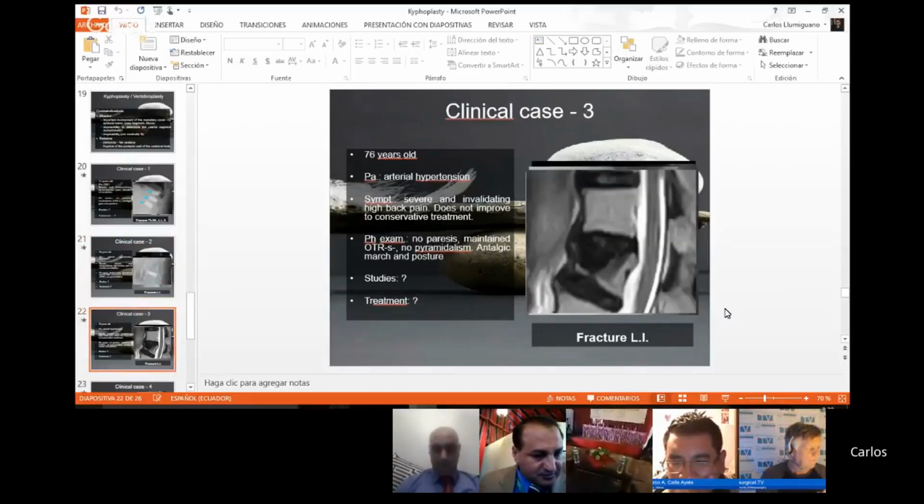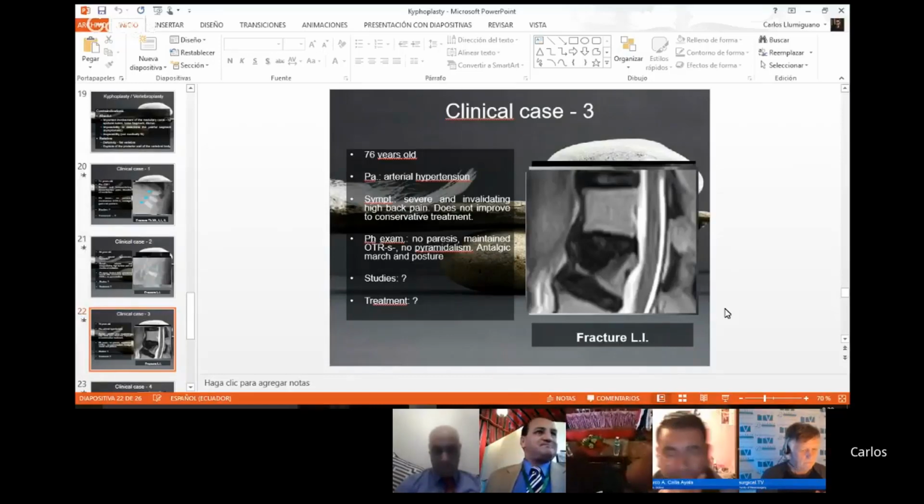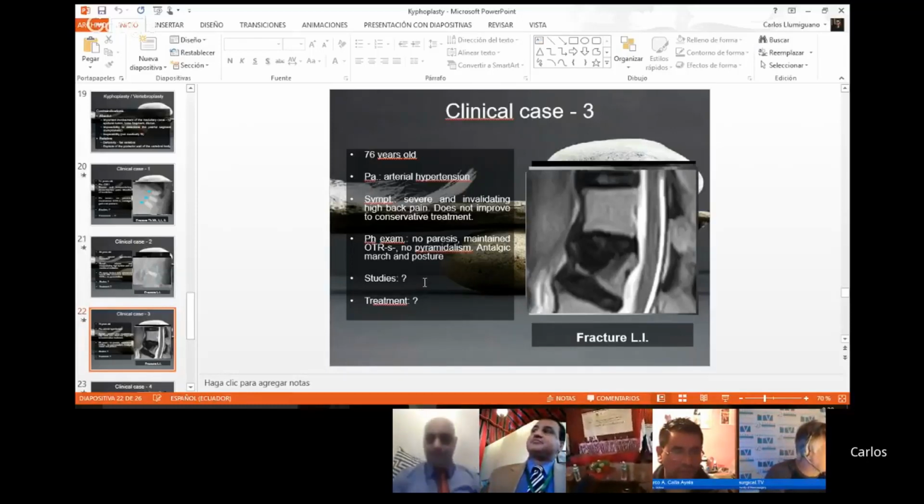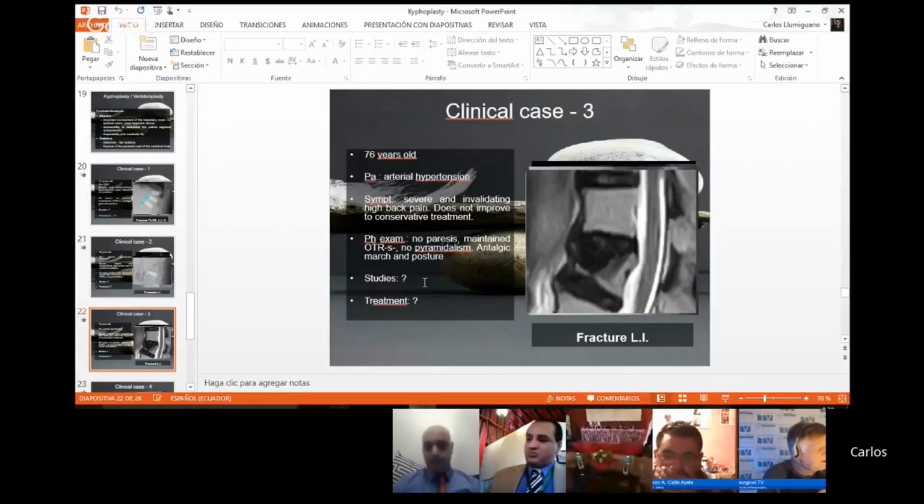The third case is a 76 years old patient with arterial hypertension. The symptoms were severe and invalidating high back pain that did not improve with conservative treatment. In the physical examination, no paralysis, maintained osteotendinous reflexes, no pyramidalism, antalgic march and posture. Studies were done: X-ray, MRI, and percutaneous kyphoplasty. In this picture, you can see 3 months after surgery. After 2 days, the patient had marked relief of the pain, and was discharged to home.